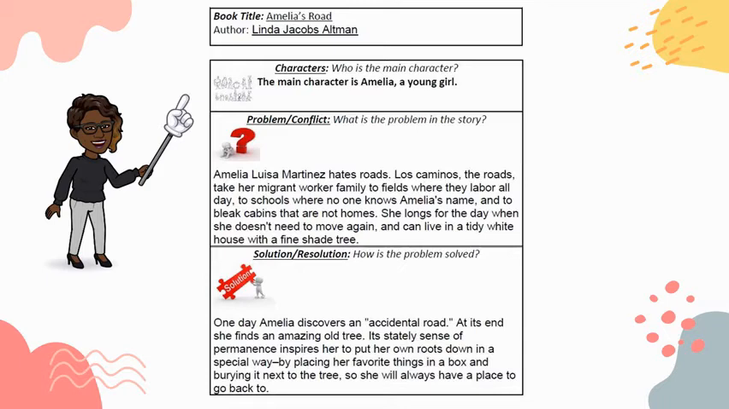Solution, resolution: how is the problem solved? One day, Amelia discovers an accidental road. At its end, she finds an amazing old tree. Its stately sense of permanence inspires her to put her own roots down in a special way by placing her favorite things in a box and burying it next to the tree so she will always have a place to go back to.